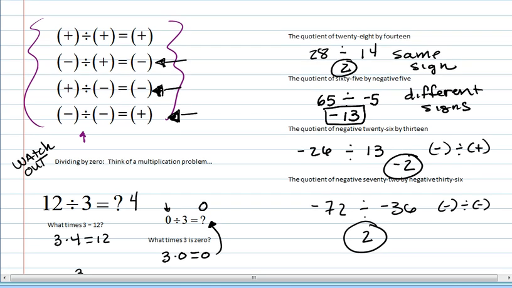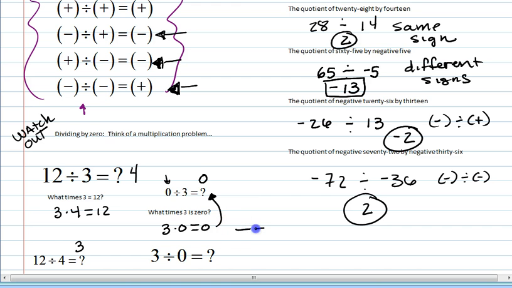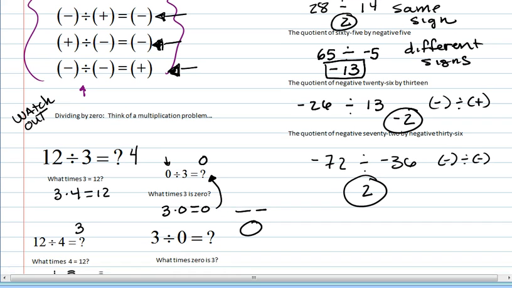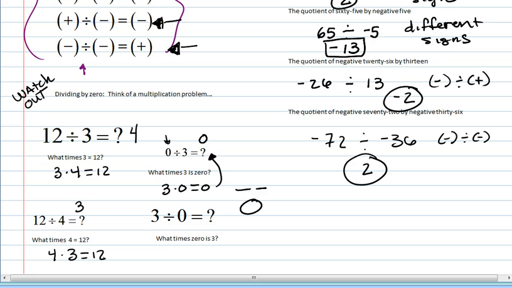Now here's the watch out. What happens if I have 3 divided by 0? Well, here's the question I'm asking. What times 0 equals 3? There is nothing I can multiply by 0 to get 3, because anything multiplied by 0, our rule says, is 0. So there is no solution.